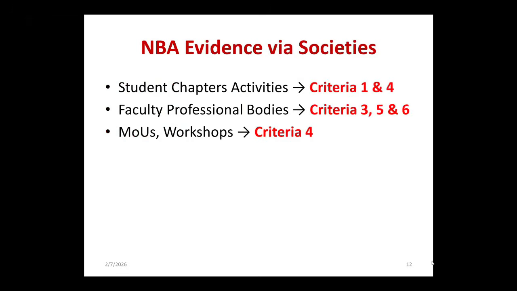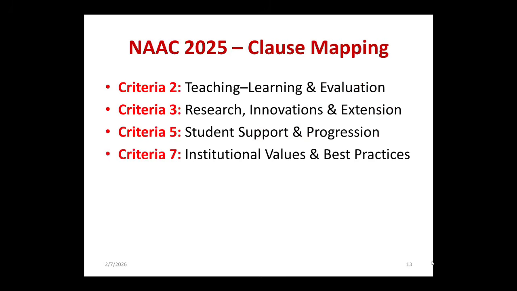Now the student chapter activities in criteria number 1 and 4 can be mapped. Then faculty professional bodies can be mapped in criteria number 3, then 5 and 6. Those are basically related with faculty, 5 and 6, and the third criteria related with attainment. So the faculty contribution in the attainment process can be mapped there, and MOUs and workshops can be mapped in criteria 4, which is again a student-related criteria.